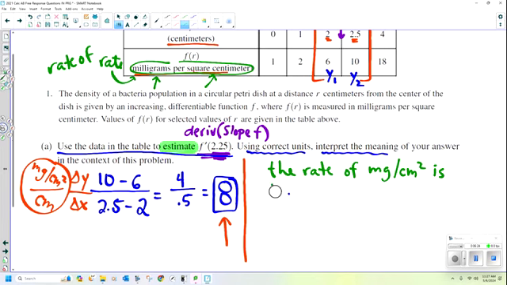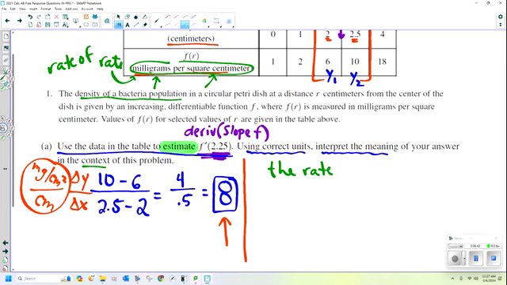You know what? Let's get more specific. Interpret the meaning in the context of this problem. The rate of what? Density of bacteria population. So I'm going to just change this, because it says in context.